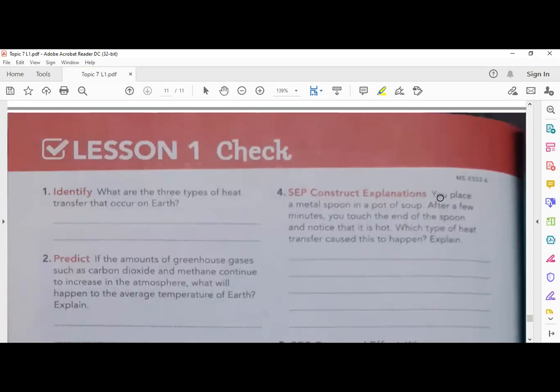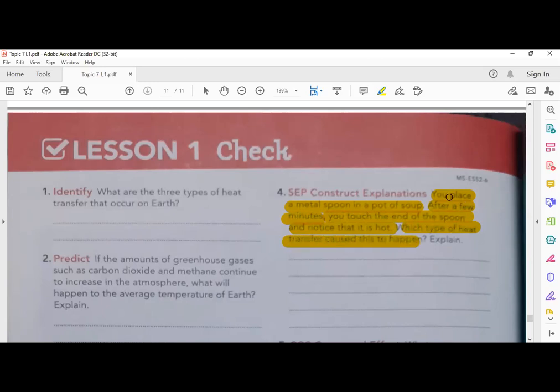You place a metal spoon in a pot of soup. After a few minutes, you touch the end of the spoon and notice that it is hot. Which type of heat transfer caused this to happen? Raise your hands and explain.